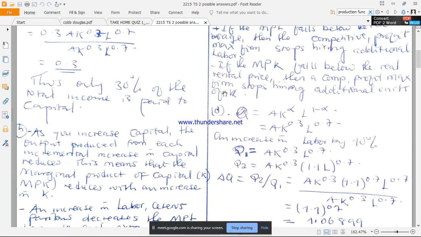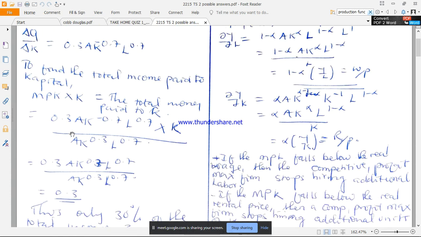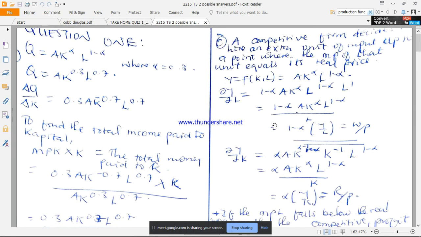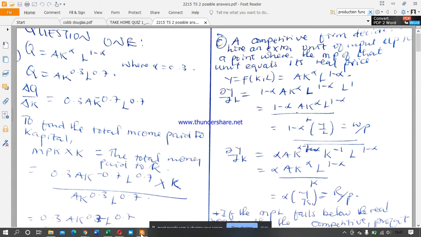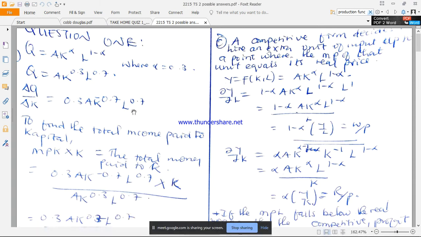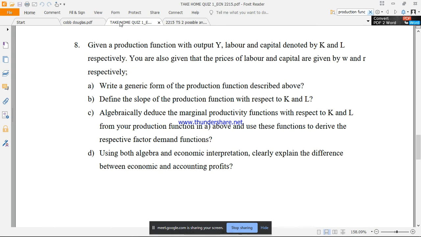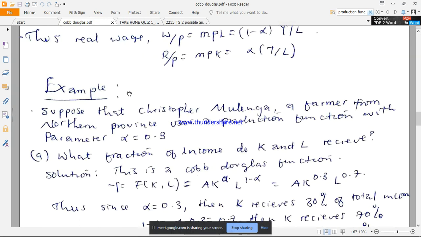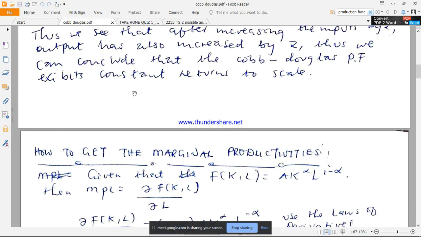This one is based on finding the marginal productivities and everything. Okay, so what I'll do is this. Maybe for now, let's try to stick to what we have. Then immediately after this, I'll send a numerical example.